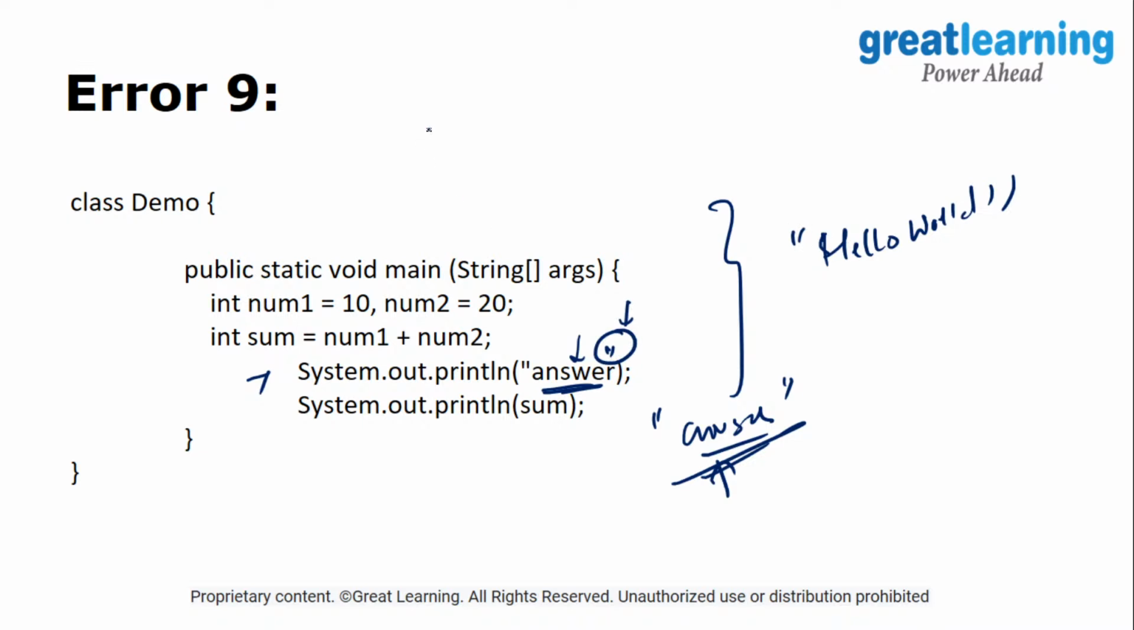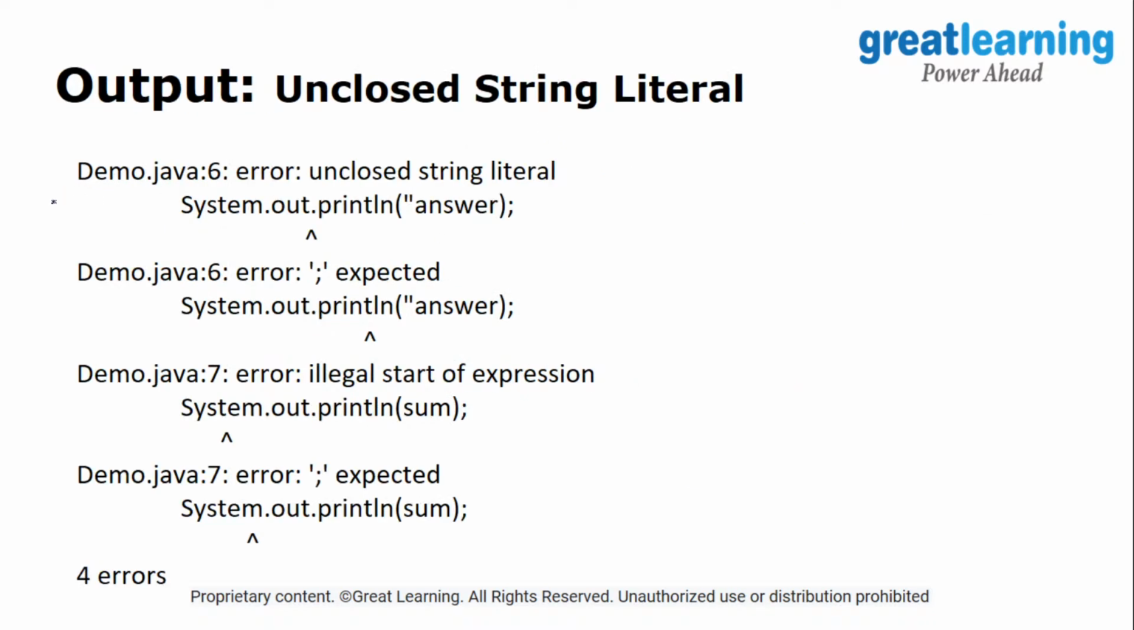Now what is a literal? These are all literals, right? The double quotes, the curly braces, the single quotes, these are all known as literals. So obviously this literal is missing, so this is one error. Then there is an expected error at this location. Why? Because obviously the println is also giving you an error. Then what happens? Illegal start of an expression.